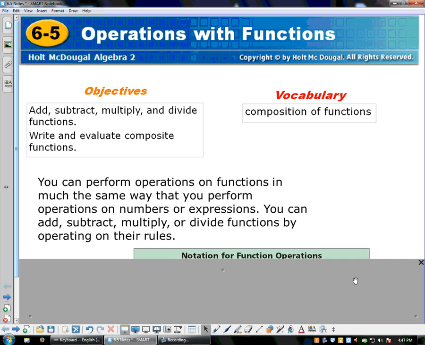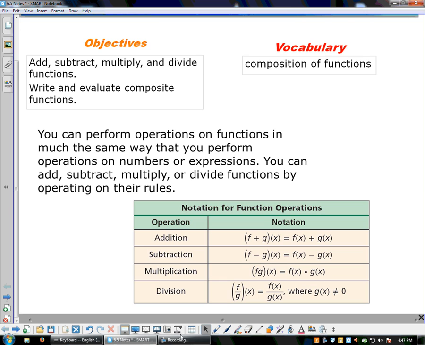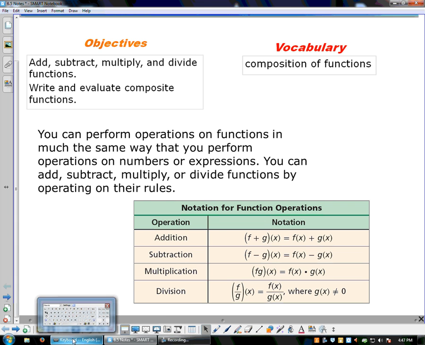So you can perform operations on functions in much the same way that you can perform operations on numbers or expressions. So we can add, subtract, multiply, or divide by operating on their rules. So just a little bit of notation here. Again, we have addition of f plus g of x, which would just mean to add the two functions. We can subtract them, multiply, or divide. Again, most important thing here to point out is that you must make sure the denominator cannot equal 0, because that would be dividing by something that would be undefined.